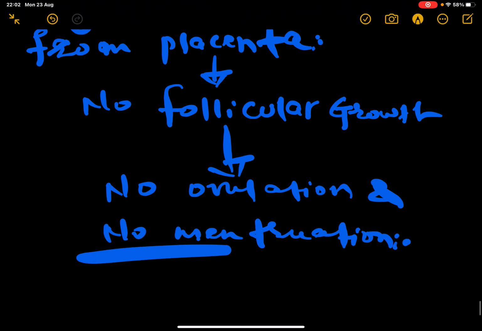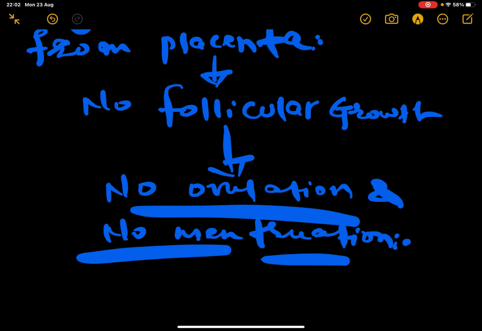So we can simply come to the conclusion that there will be no ovulation and menstruation during pregnancy as well as during the lactation period, usually up to 6 months after the postpartum.